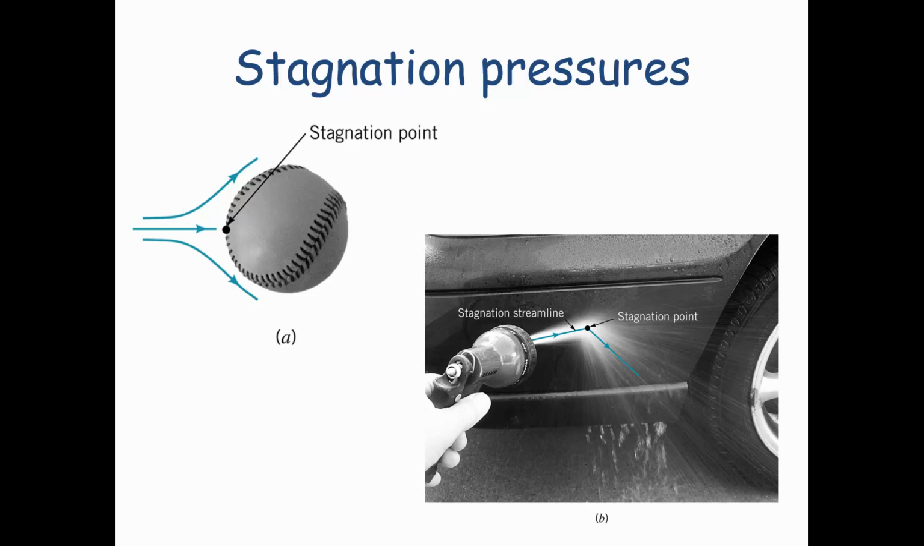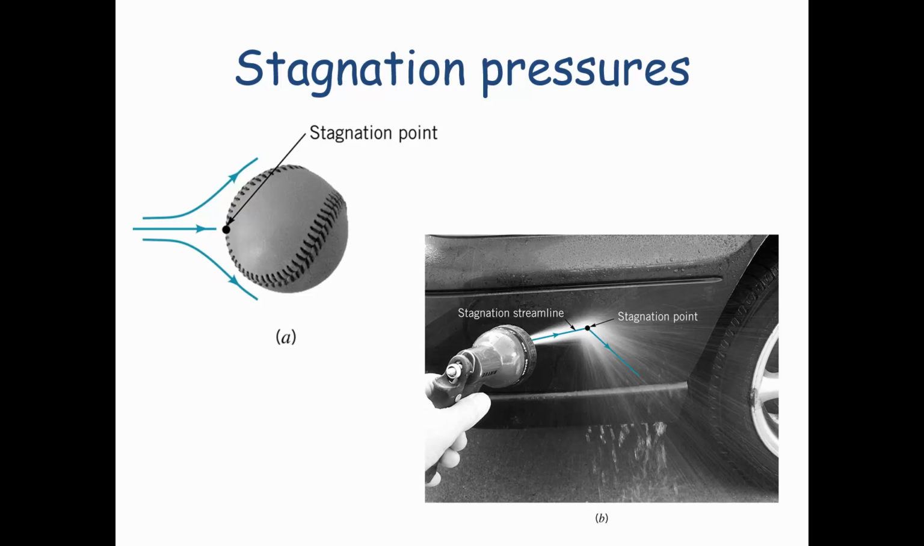Some examples of stagnation pressure are shown here. Like for instance, a baseball that's been thrown, it's moving at a certain velocity. Streamlines pass around that baseball, and at the point where a streamline meets the baseball head-on, perpendicular to it, that point is a stagnation point. There's no velocity at that point.